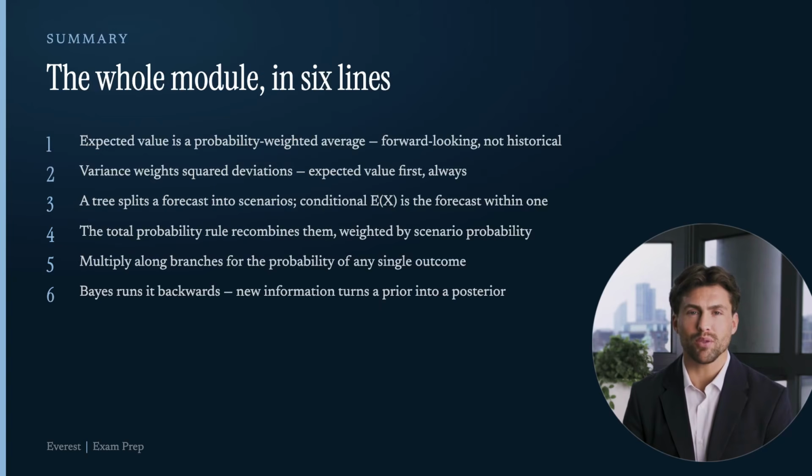So let us pull the whole module together. Expected value is a probability-weighted average, and it looks forward rather than back. Variance is the probability-weighted average of squared deviations, so you always calculate the expected value first. A probability tree splits a forecast into scenarios, and a conditional expected value is your forecast if one particular scenario happens. The total probability rule combines those conditional forecasts weighted by the probability of each scenario. Multiply along the branches to get the probability of any single outcome.